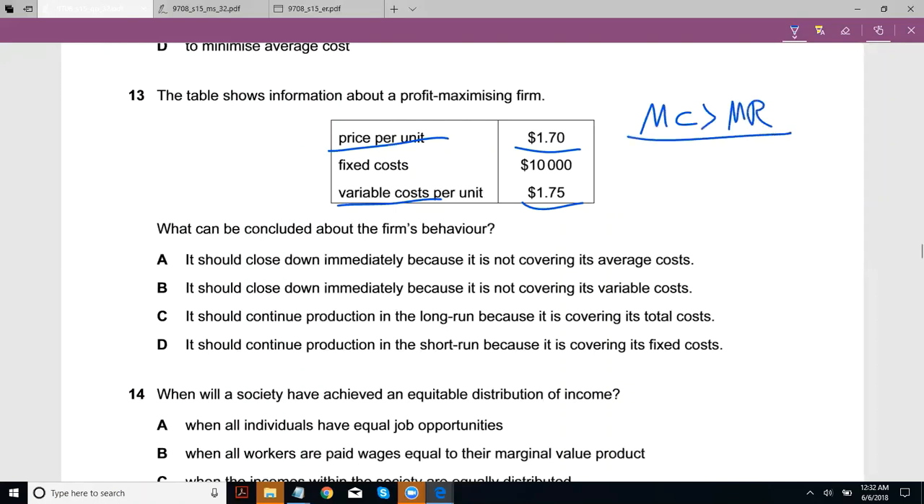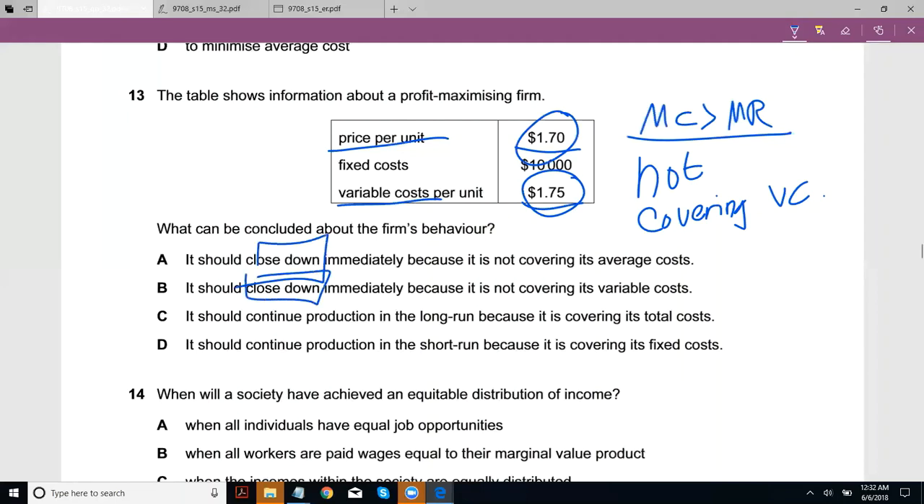Or a simpler way to look at it is just that the money it's earning from the price doesn't even help it to cover, it's not covering even its variable costs. When you're not covering your variable costs, you should close down. That is for sure. We don't need to look at fixed costs because we only look at variable costs, whether or not it's covering variable costs. So not average cost, it's variable costs.